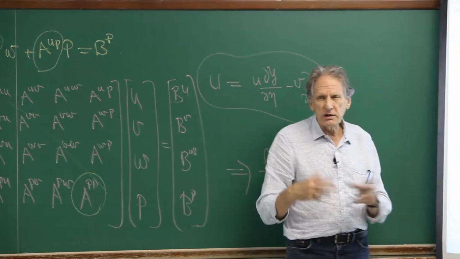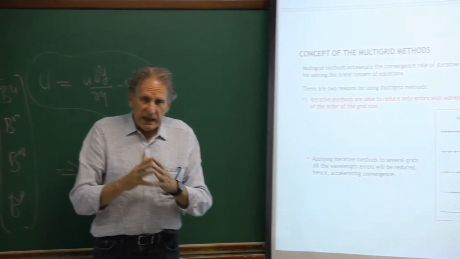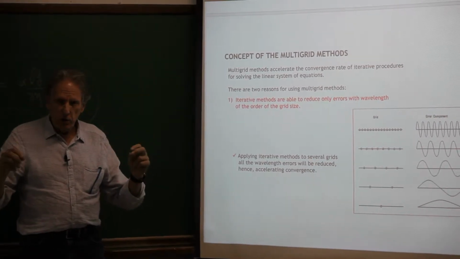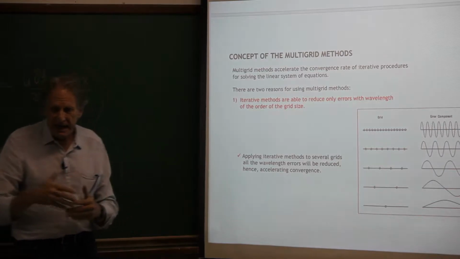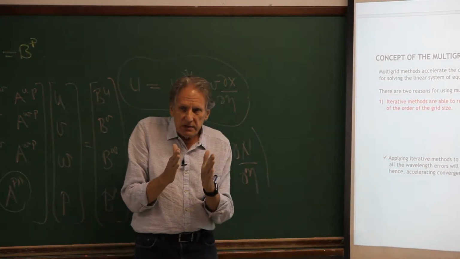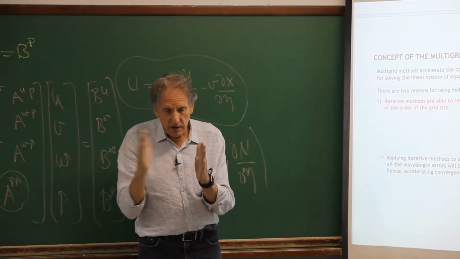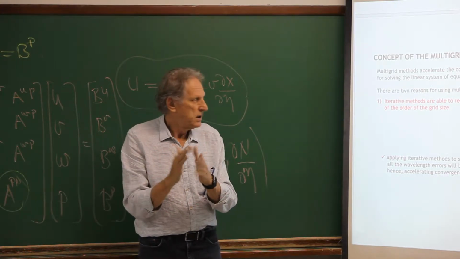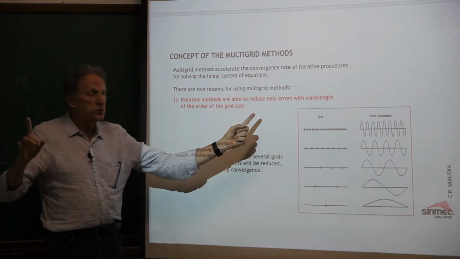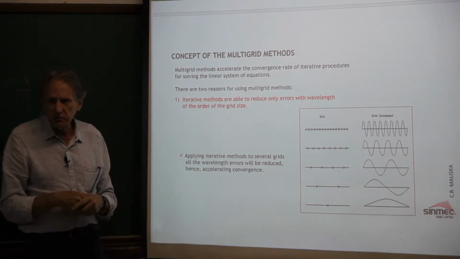And then the concept of multigrid. What is the concept of multigrid? The concept of multigrid is because iterative methods are able to eliminate from your solution the errors that are compatible or similar to the grid size, where the wavelength of the error is similar to the size of the grid. Let's say the iterative methods are able to reduce only errors with wavelength of the order of the grid size. That's just what I finished to say.